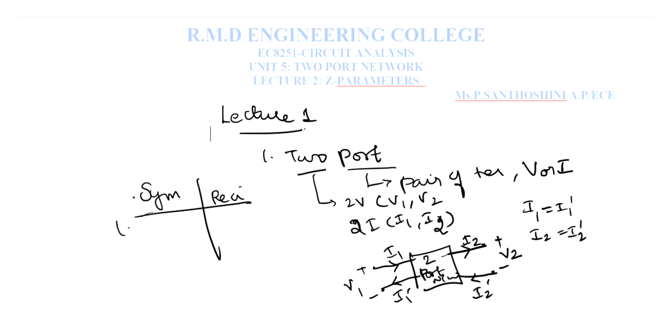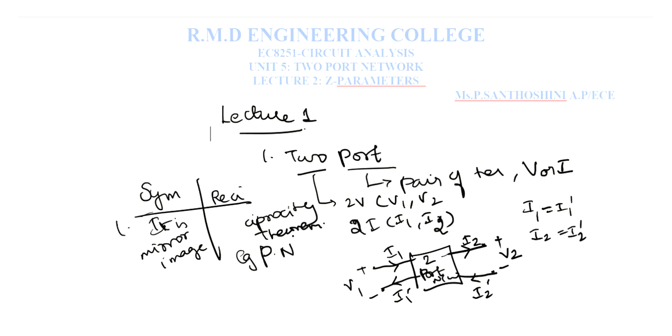What is a symmetrical network? A symmetrical network is one where it is the same, that is, the first half is the mirror image of the second half. And for reciprocity, the networks which obey reciprocity, we call it the reciprocity theorem. For example, all passive networks belong to reciprocity, and all active networks belong to the non-reciprocal category.